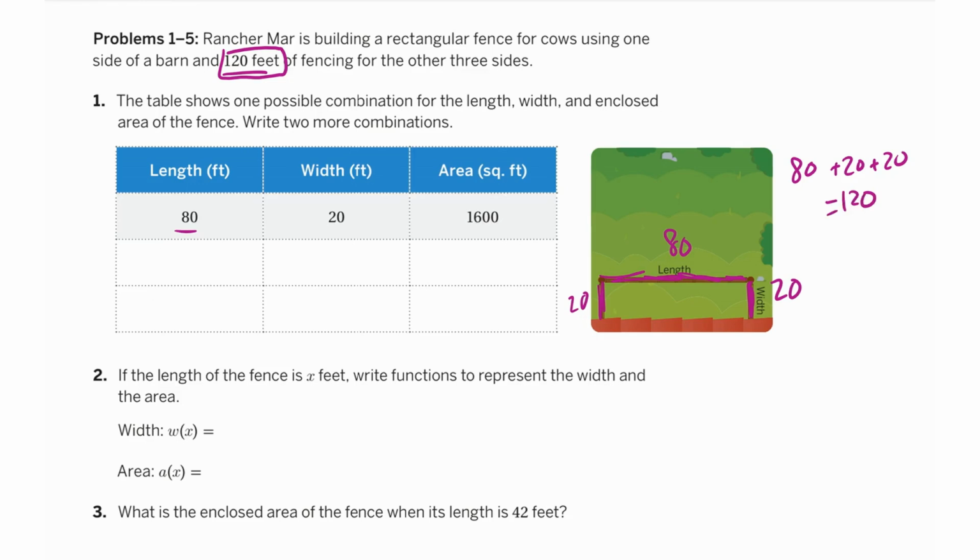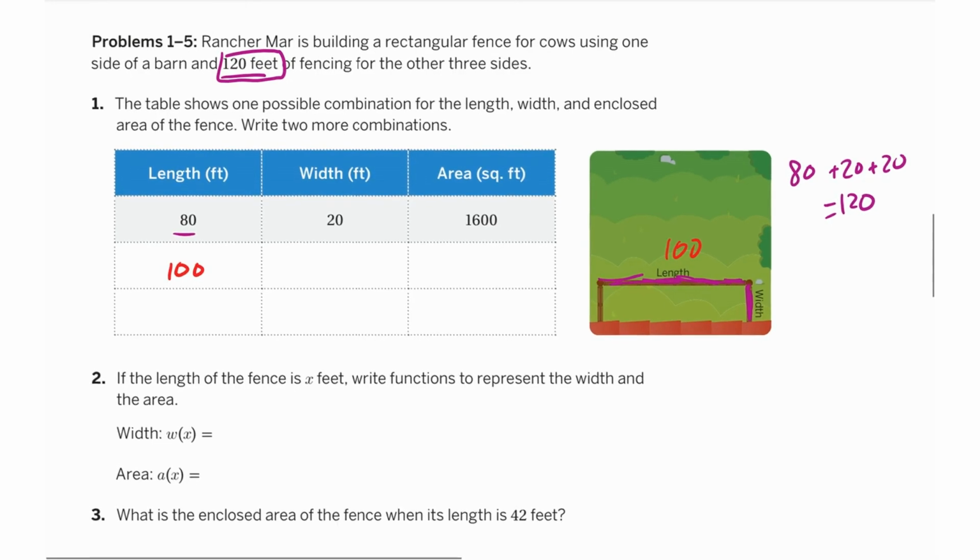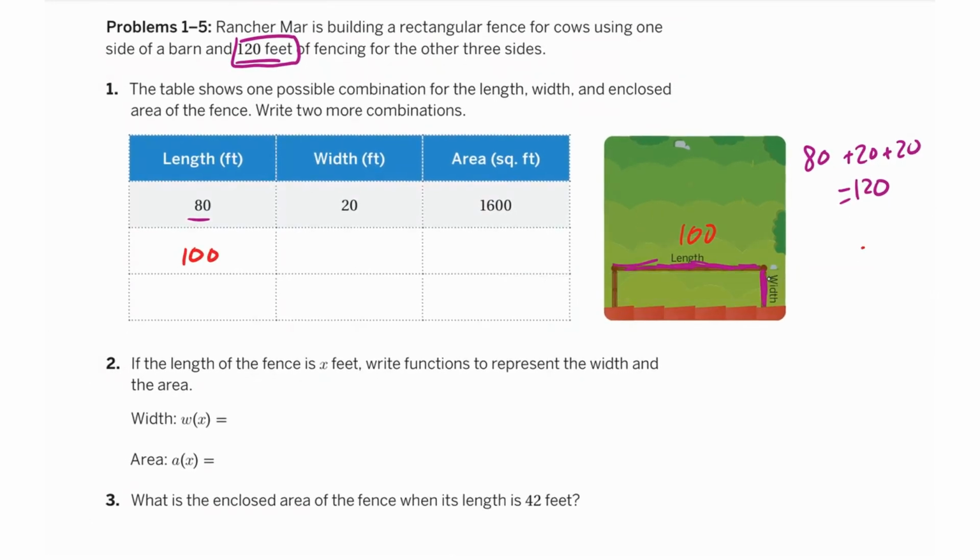So you can put a lot of different possibilities here. For example, if I put 100 feet for our length here, that means there's 20 feet left of fencing. Each of these widths has to be the same. So if there's 20 feet and I divide that by 2, each of these sides would be 10. And that would add to our total of 120 feet of fencing.